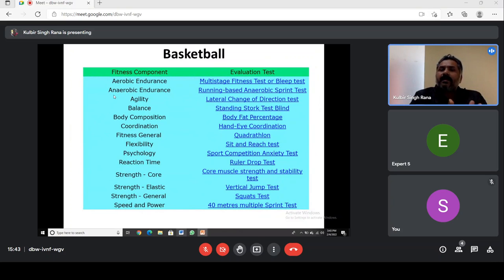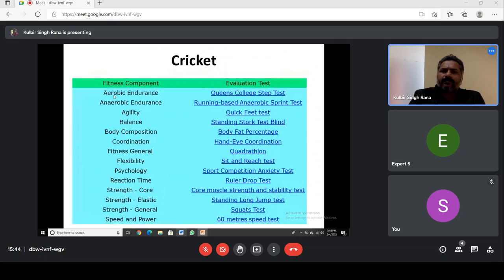It depends on the federation. The basketball federation gives the name multi-stage fitness test, and the hockey federation uses the name yo-yo test. But there will be more similar tests. Testing is like an individual choice. If you want to test the strength of an athlete, I'll be testing one way and you will be testing some other way. The basic components of the test are similar, but the sports federations prefer tests according to their own needs.